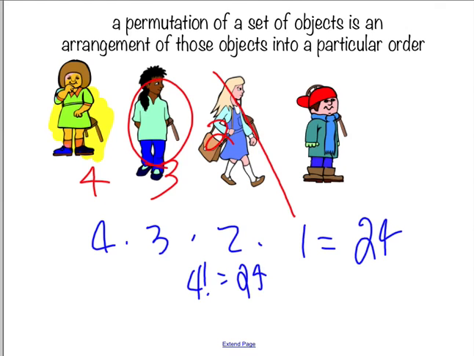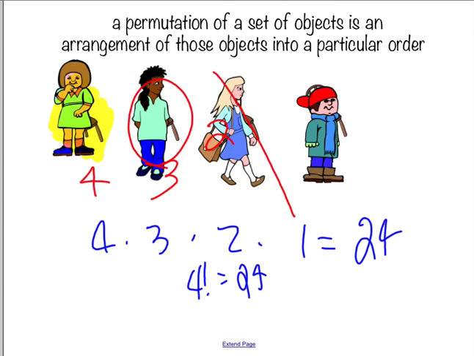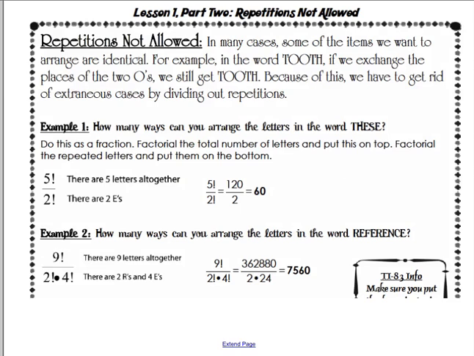So now we're going to take a look at what happens when repeats are allowed. Repeats, in your book, in the work text, they call identical objects. So in this particular case, there are 4 completely separate individuals for 4 different chairs. Well, now what happens if you've got identical objects within the set? For example, here's a word, tooth. Within the word tooth, there are 2 O's and there are 2 T's.